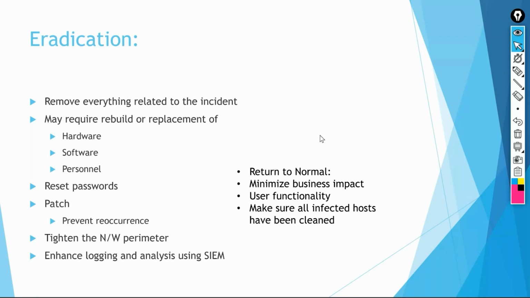Eradication means remove everything related to the incident. It may require a rebuild and replacement of hardware, software, and personnel. You can reset the passwords, implement patches to prevent reoccurrence, and tighten the network perimeter. You can enhance the logging and analysis using security incident and event management. The ultimate goal of the eradication stage is to return to normal operations, minimize the business impact, restore user functionality, and make sure that all the infected systems have been cleaned. So this is what happens in the eradication stage.